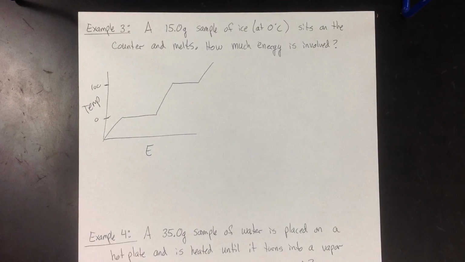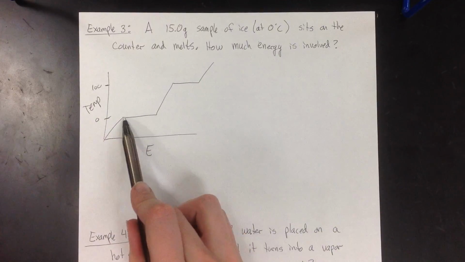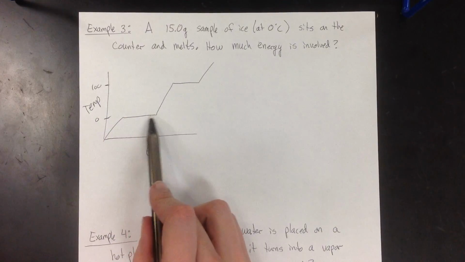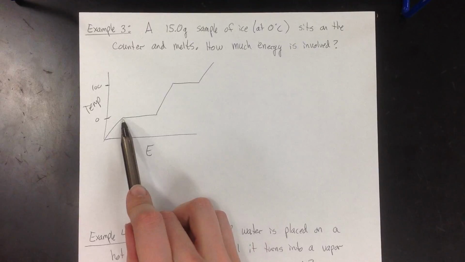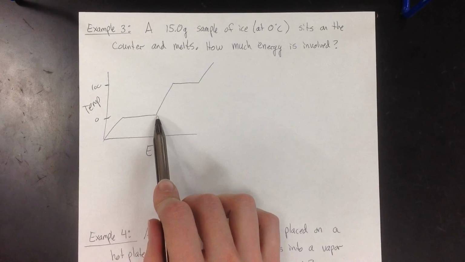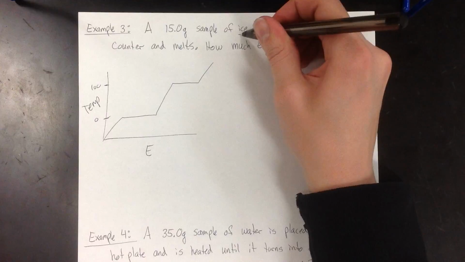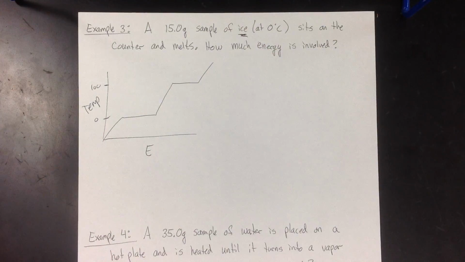I am ice at 0 degrees Celsius. Okay, well here's my 0 degrees Celsius part. I'm somewhere along this line, either on this side or on this side. Well, let's figure out which side, because I'm not in both, and there is a correct answer to this. Notice it says ice at 0 degrees Celsius. It doesn't say liquid at 0 degrees Celsius.